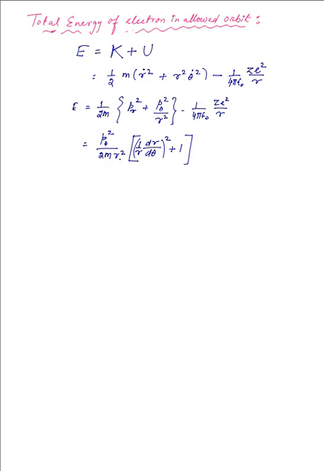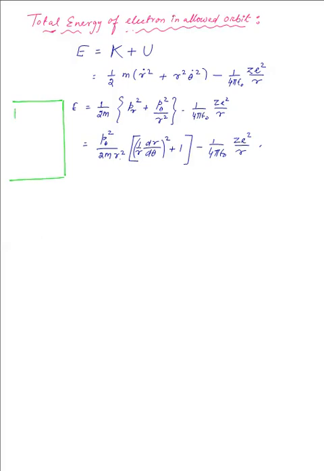minus 1 by 4 pi epsilon naught Ze squared divided by r. This is simply a mathematical manipulation that I did. I hope you get it. In case you don't, I'll try and do it once more for you on the left hand side.